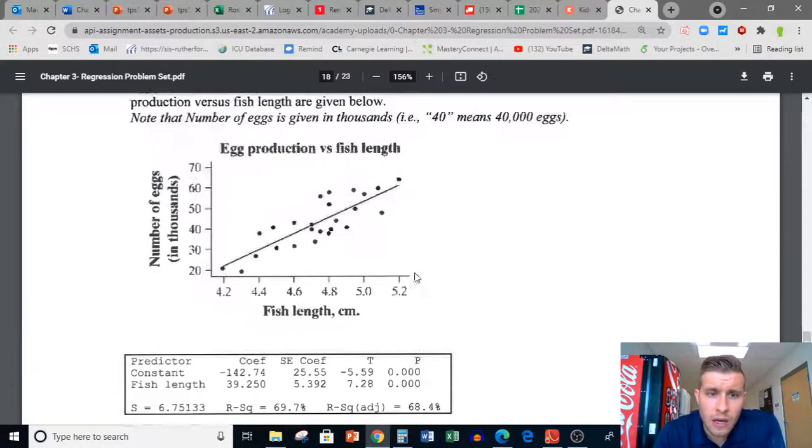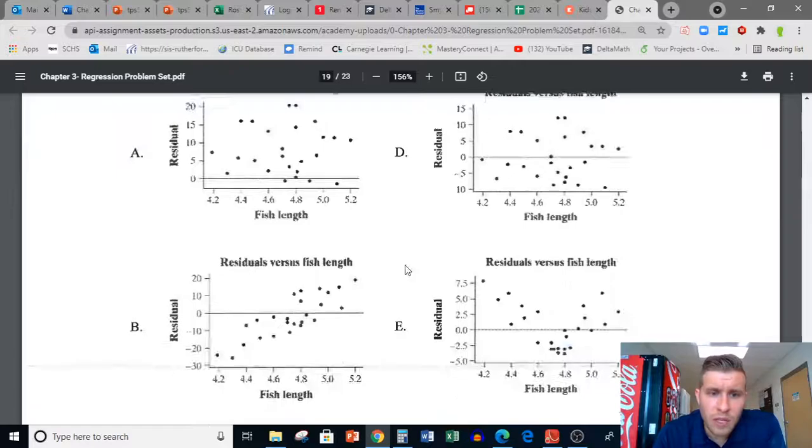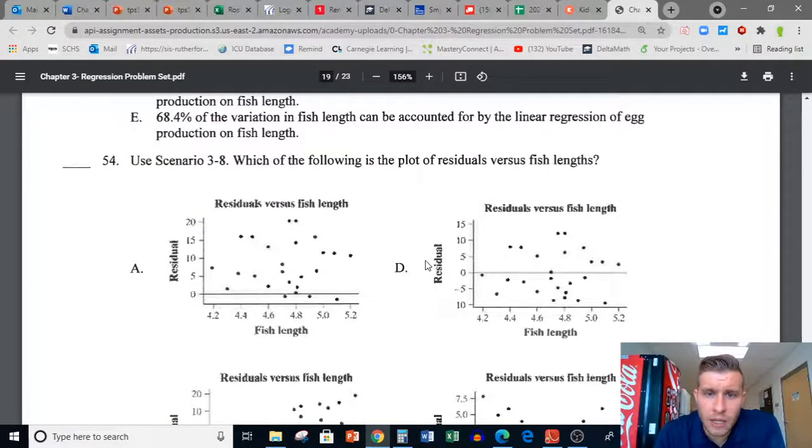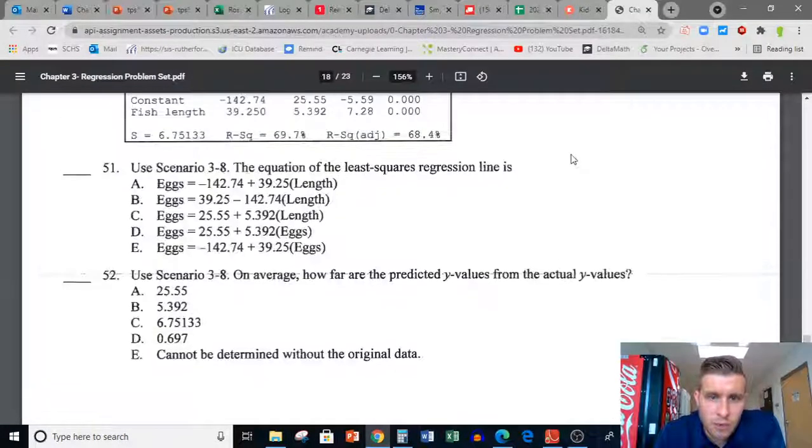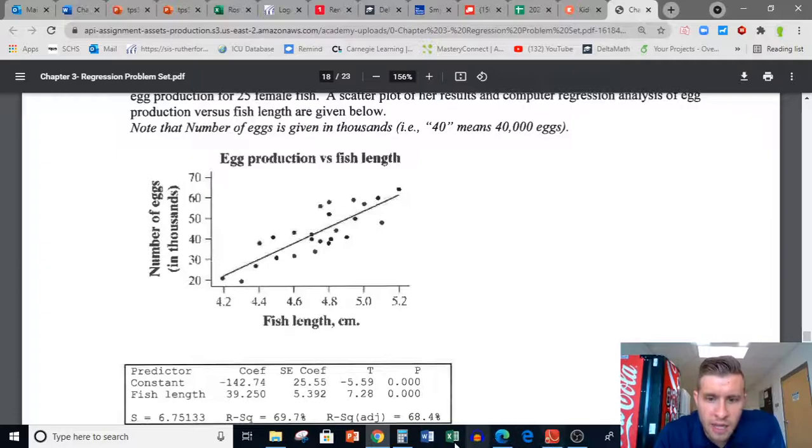All right, lastly, we're talking about the residuals. Which of the following plots of residuals versus fish lengths? So remember we looked at residuals. So we compared our residuals to look like this. So I'm going to take a little snapshot of that. Grab my snipping tool.